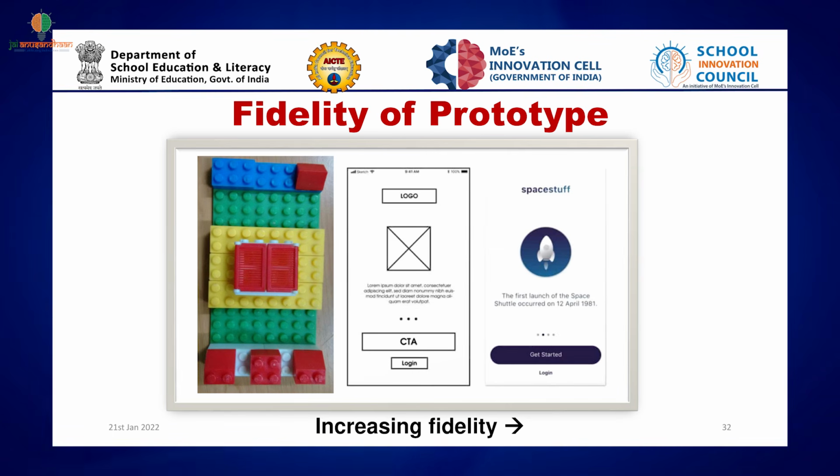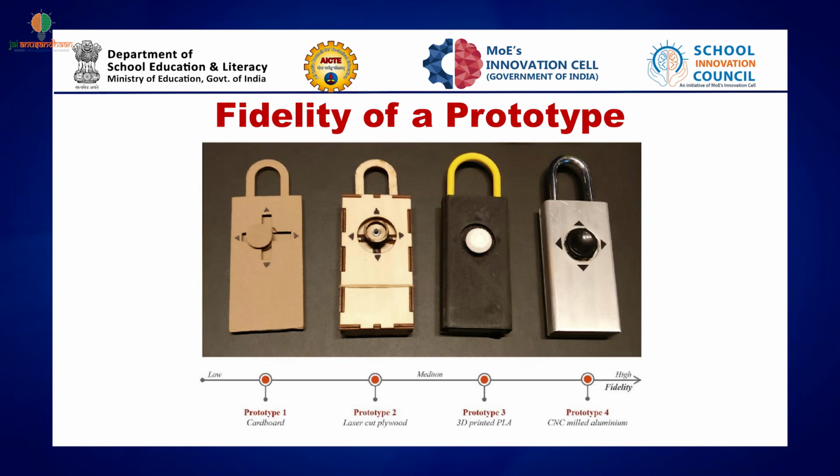And a higher fidelity prototype in the case of an application may be a look-alike wireframe, which can be made on digital software like Illustrator or Figma, etc. In the case of a physical product, there can be several methods used. So, for example, if we take the example of this joystick locking mechanism based lock, the first level prototype can be made using cardboard.